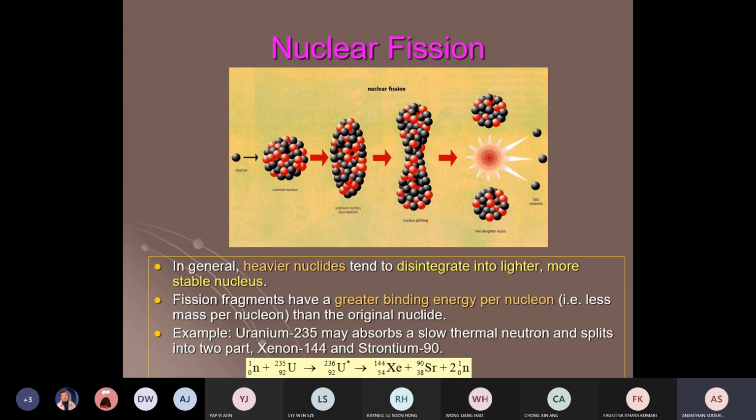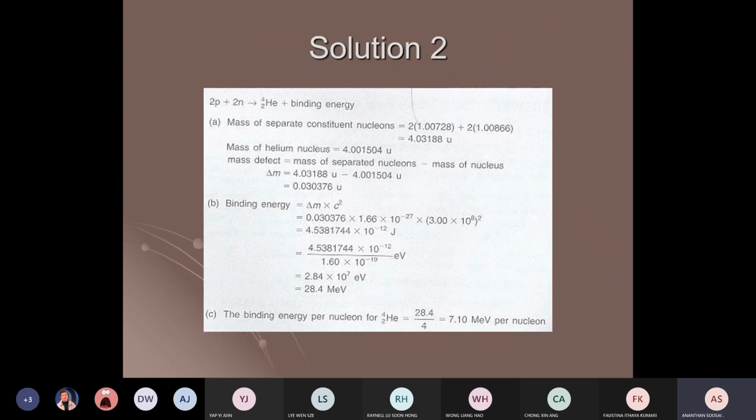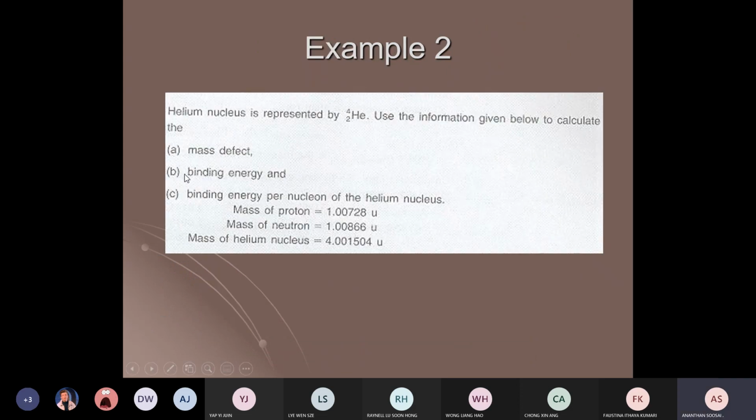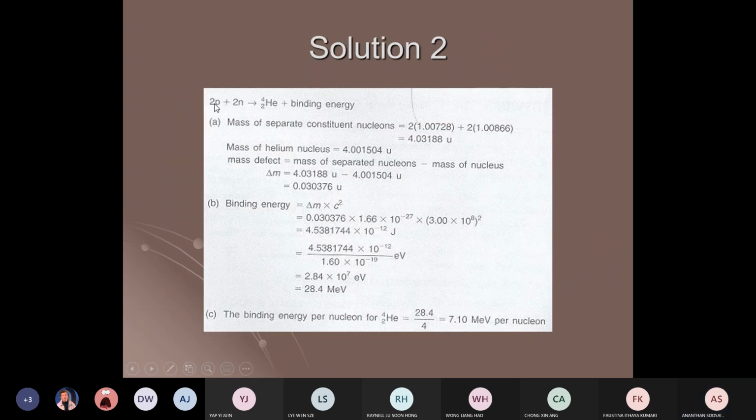Another type of question: sometimes they give mass, like the earlier question, two protons and neutrons become helium. What is the energy release? You find the total mass of the reactant minus the total mass of the product. You get the mass defect and use mc squared to find the energy release.